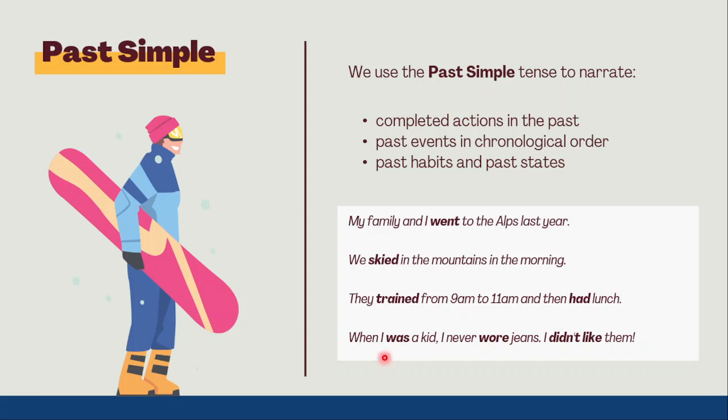The last example is when I was a kid. So when I was a kid, this is a past state because I'm not a kid anymore. Now let's look at the picture. He's not a kid anymore. So it's a past state. I never wore jeans. So this is a past habit. In the past, I never wore jeans as a habit. That was true in the past. Then I didn't like them. This is also a past state. Maybe I do like them now, but in the past, I didn't like them. So this is how we use the past simple to narrate events in the past.